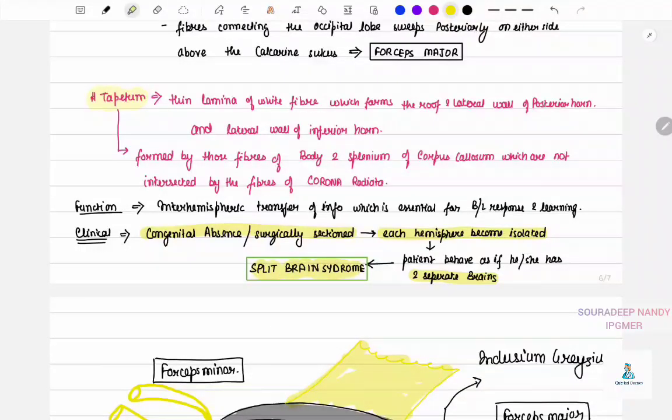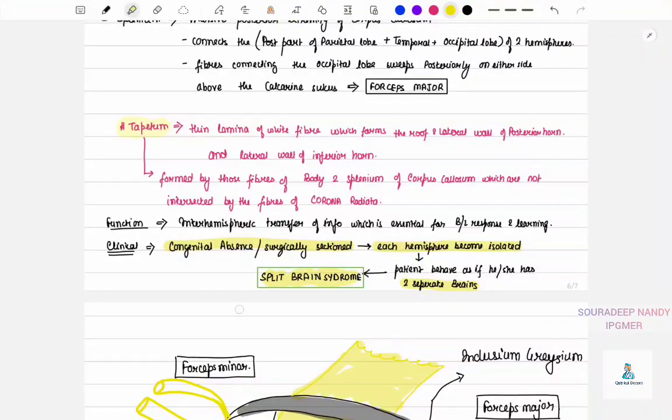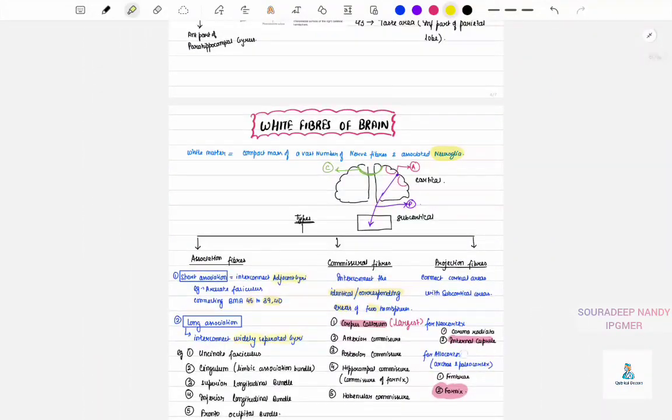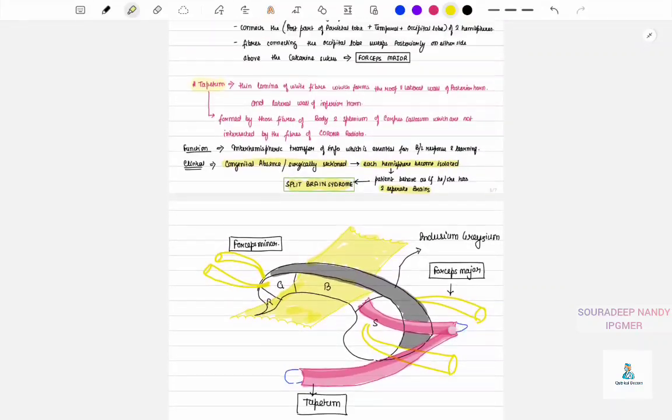This is usually done to decrease severe epileptic seizures, and it remains asymptomatic and is only determined after taking an MRI. So this is all about the white fibers of the brain. The next lecture will be on the internal capsule.